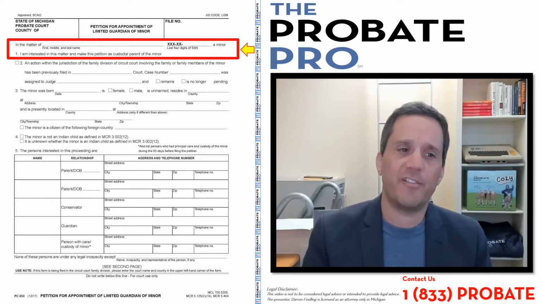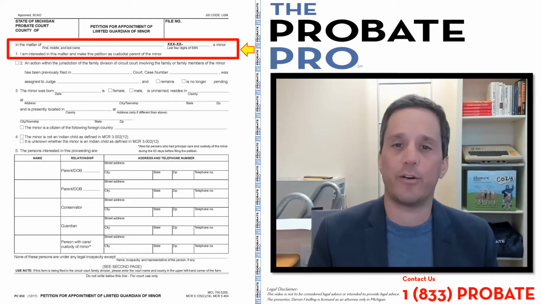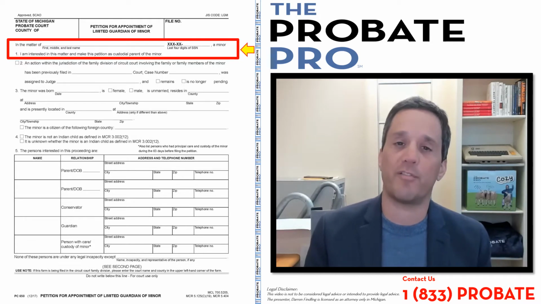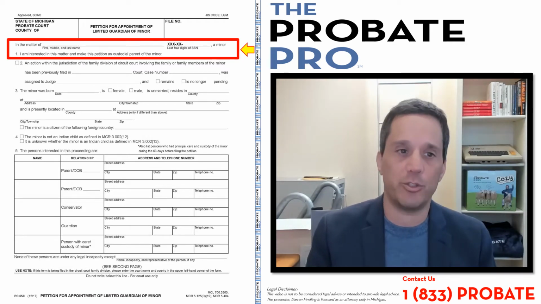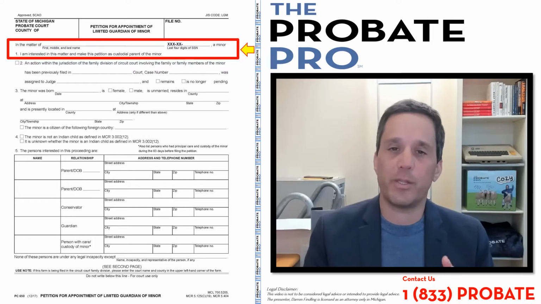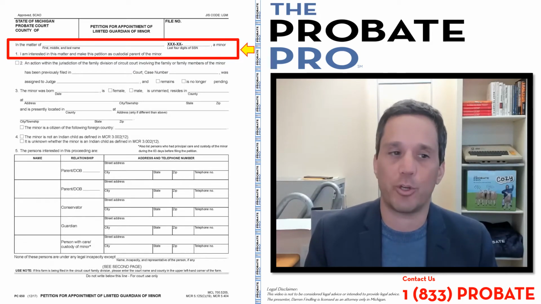So again, if paragraph 1 doesn't fit, then use the other SCAO form for the petition for appointment of guardian of minor. And I've done other videos on this particular issue. You can look them up. But this would be the wrong form unless you're the custodial parent.